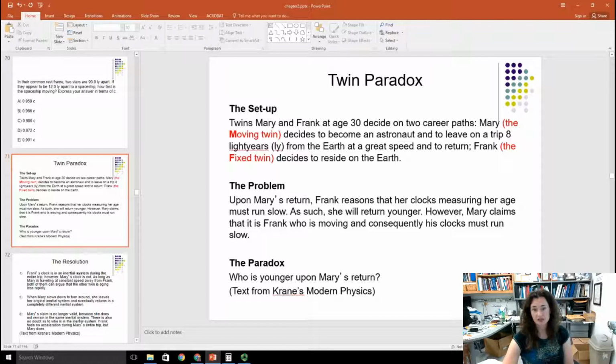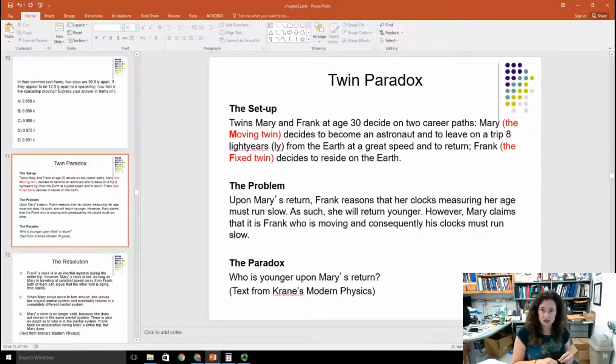Now Mary claims that it's Frank who's moving away from her. So she's fixed on her spacecraft and she sees Earth moving away from her. So she thinks Frank's moving. And when she observes things on Earth once she gets up to speed, they look sluggish. So it looks like Frank's slowly moving through life. So she thinks, well, Frank will be younger when I get back. Who's right? That's the paradox.